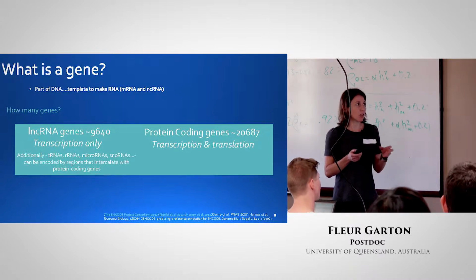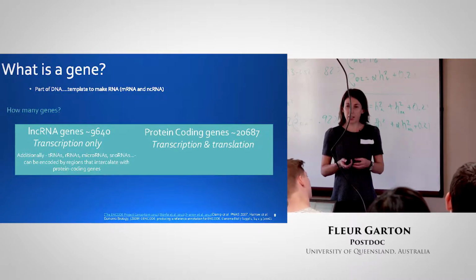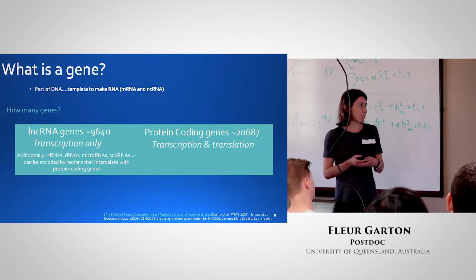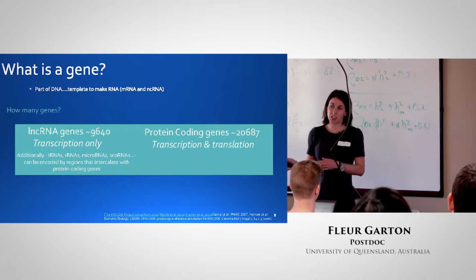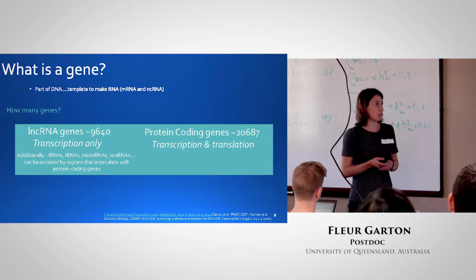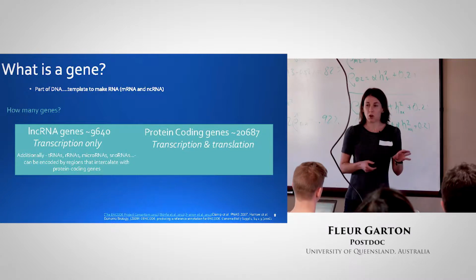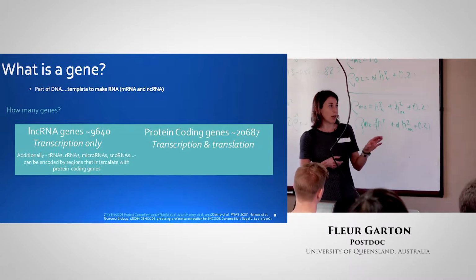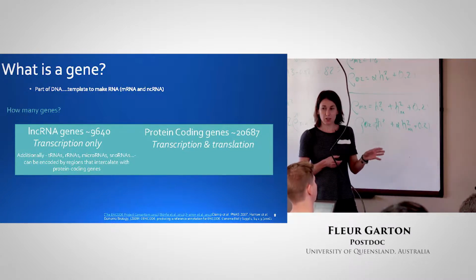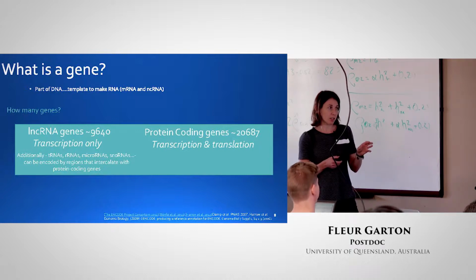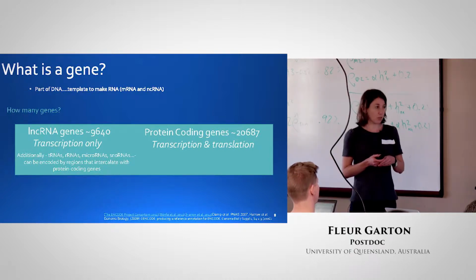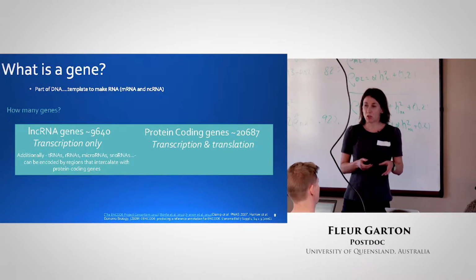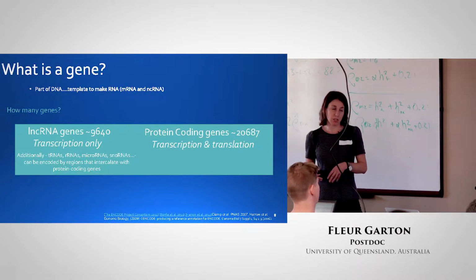So this can go on to be messenger RNA or things like non-coding RNA. When we talk about genes, these can either be RNA genes or protein coding genes. So RNA genes get transcribed only, and there are about 10,000 of those that have been annotated so far. And then we have protein coding genes. There are about 21,000 of those, and these get transcribed and translated into the protein.